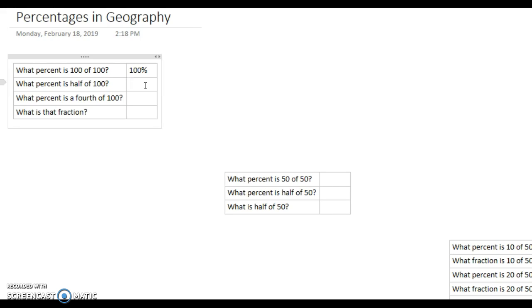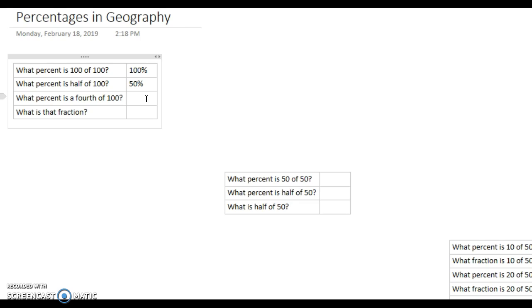All right, so what percent is half of 100? Well, let's think about that. So half of 100 is 50. So 50 out of 100 would be 50%. Yay! All right, what percent is a fourth of 100? So we have to work a little bit harder at that. Did you know the answer? What was it? Very good.